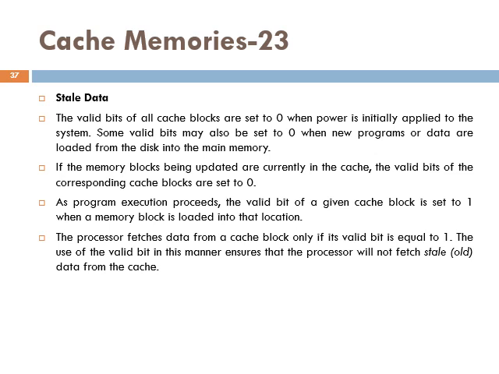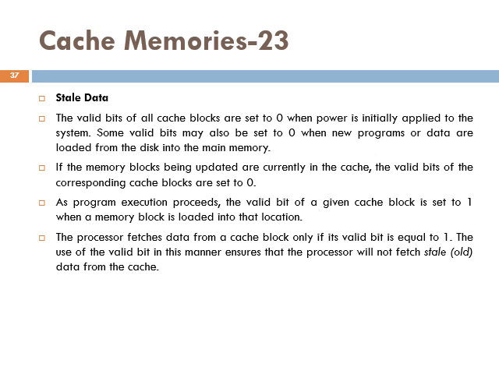Some valid bits may also be set to 0 when new programs or data are loaded from the disk into the main memory. Data transferred from the disk to main memory using the DMA mechanism are usually loaded directly into the main memory, bypassing the cache.